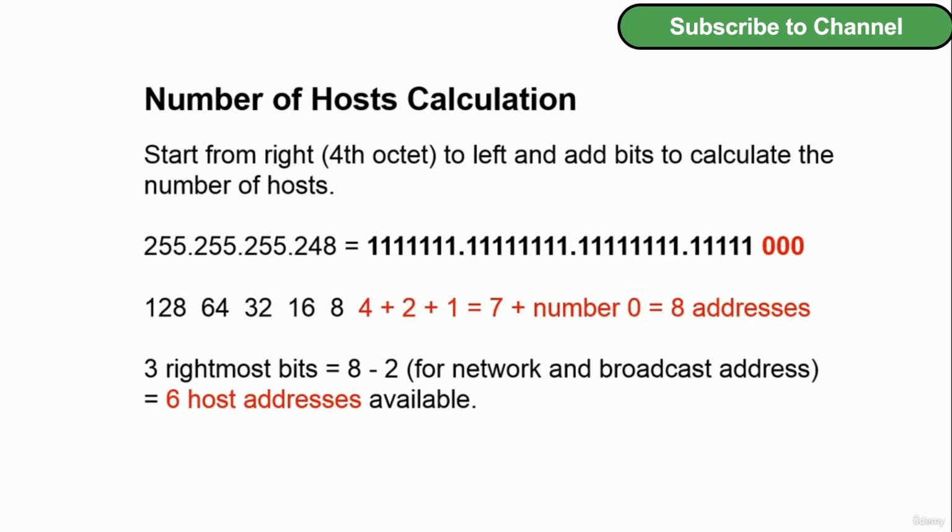So number of host calculations, starting from the right, that's 1, 2, and 4, that's where I'm getting the 7 from, plus the number 0 is 8 addresses, minus the 2 that I have to subtract for network and broadcast. That's where I get the 6 from the subnetting table. So 6 addresses available.